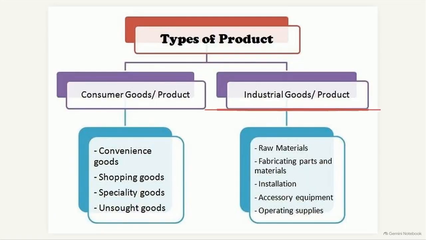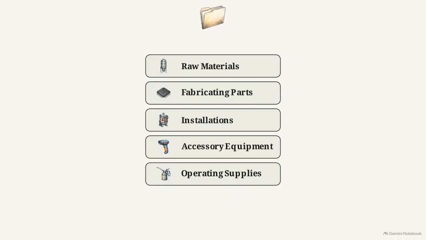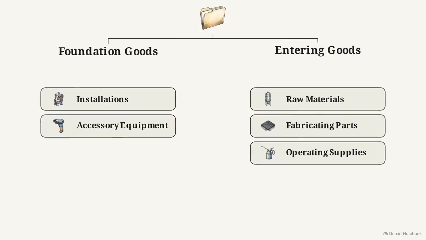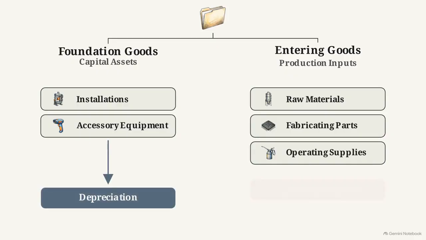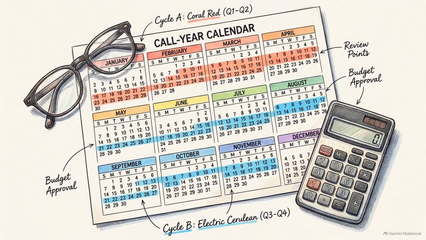Under industrial goods, we see a flat list of 5 categories, from raw materials to operating supplies. While this identifies materials in a warehouse, this grouping lacks the financial hierarchy required for advanced management. We can reorganize these items into a rigorous 2-tiered system, foundation goods on one side and entering goods on the other. This fundamental split in business logic separates long-term capital investments from short-term operational expenses. Organizing inventory by its financial lifespan allows operations managers to accurately forecast costs and manage procurement cycles.